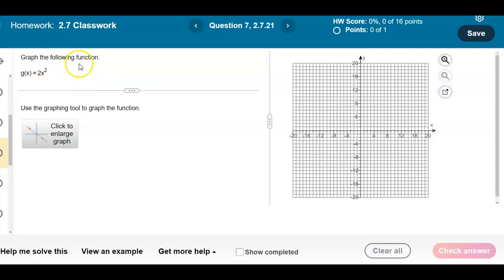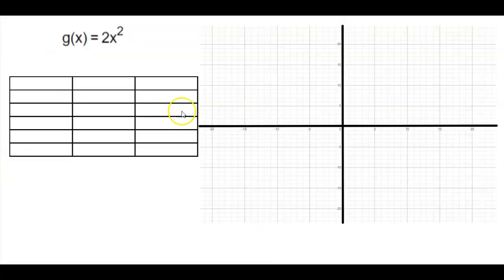Here we want to graph the following function, g of x, which is equal to 2x squared. Before we use the graphing tool, we're going to graph this on paper or in your notebook. So we have g of x equal to 2x squared.